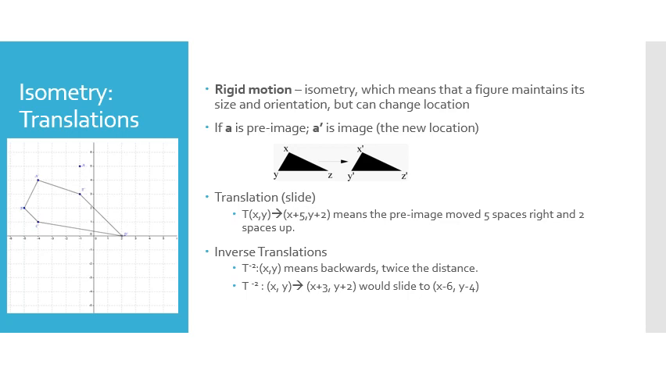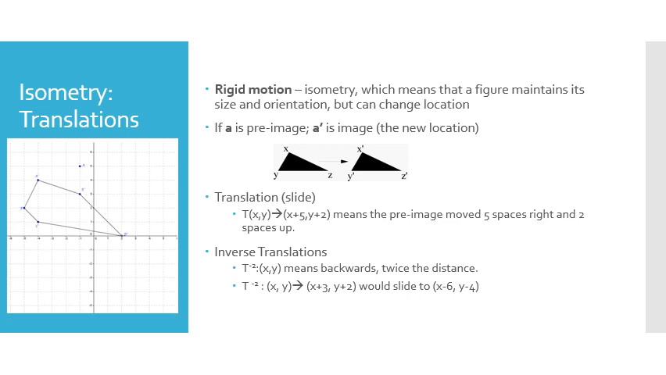Let's talk about one type of vocabulary that has to do with the transformations we talked about. We talked about two different kinds. One is called an isometry. An isometry uses rigid motion. That means that the figure maintains its same size and same orientation as it changes, but it can change location.